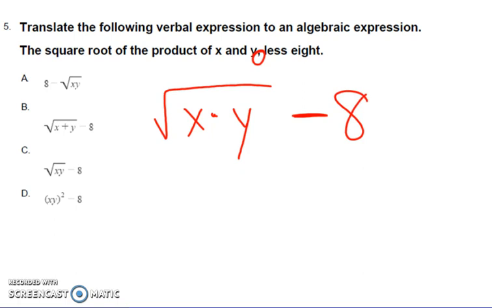If I look at my multiple choice, A has 8 first, so we don't want that one. B is adding, but we said product means to multiply. C looks good. D is actually the squared, not square root. So the only answer choice that works is letter C.